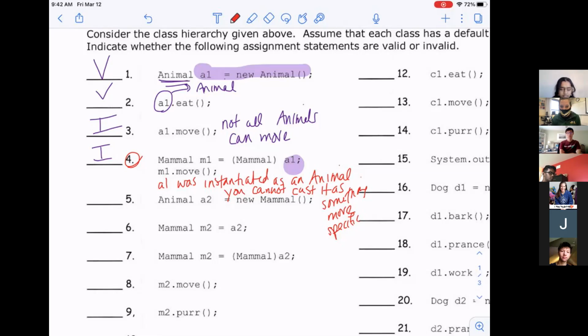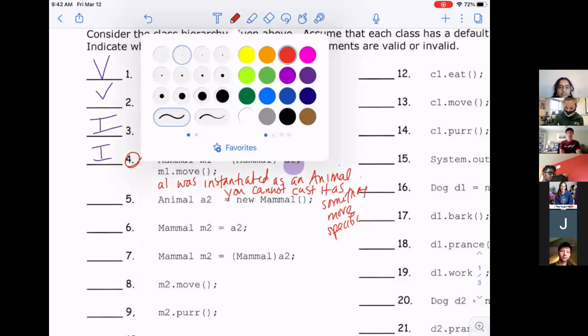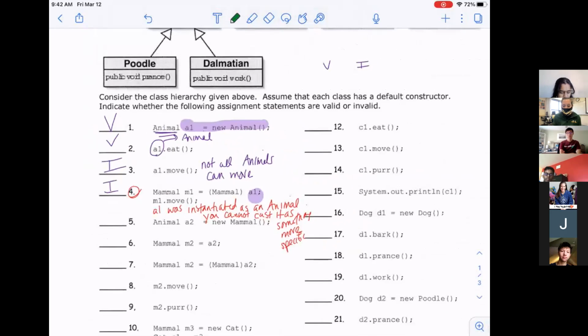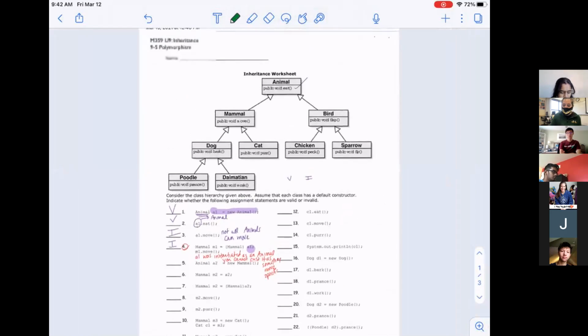So we look at number 5 and I'll switch colors since I know this is a little jumbly here. It says animal A2 equals new mammal. So remember, we're allowed to say generic equals specific. So animal is generic, mammal is specific, so that is okay. That is valid.